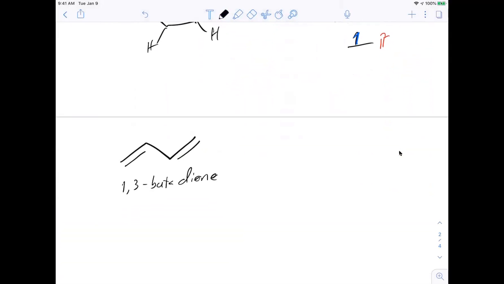Now, in this case, how many p orbitals do we have? Well, this is sp2. So if we leave our sigmas alone, we've got a p orbital here, p orbital there, p orbital there, p orbital there. And what this is suggesting is that these are overlapping and that's overlapping.